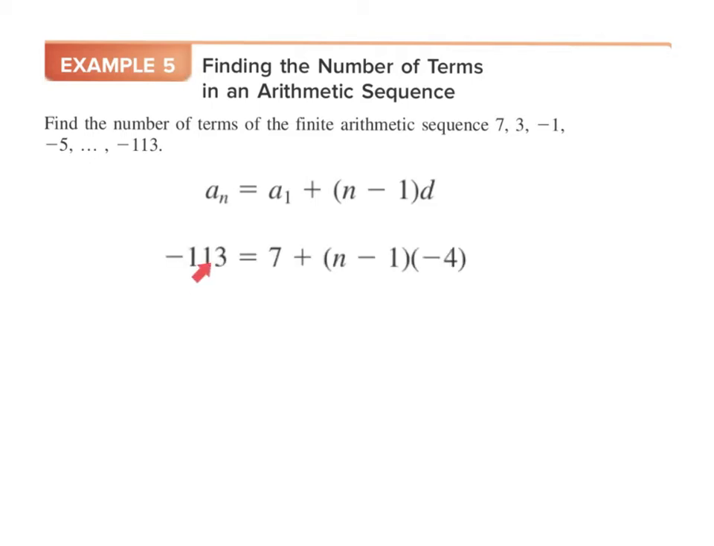We know that the last term is negative 113. We just don't know what the n value is for that term. We know the first term is 7. We still have our formula. And we know the common difference is negative 4. So long as I have the last term of the sequence, I can find n, and that will tell me how many terms there are in the entire sequence. So go ahead and solve this. Finish this, find out what n is.